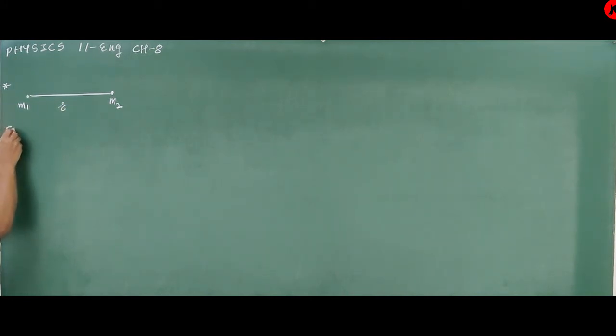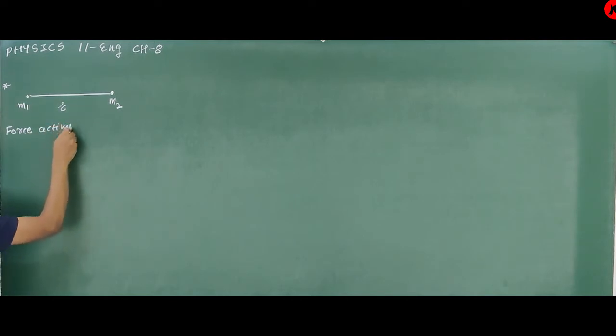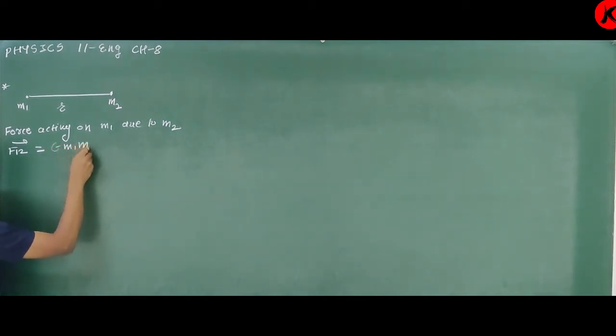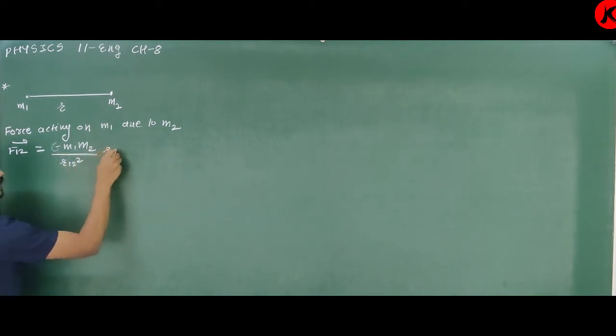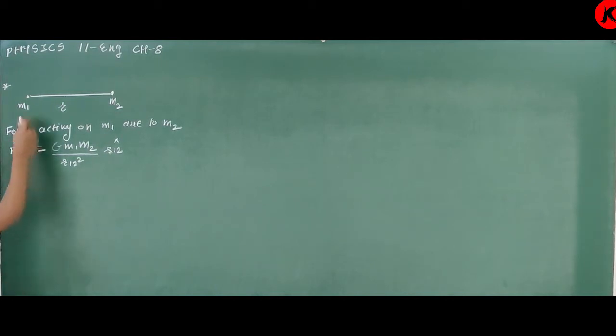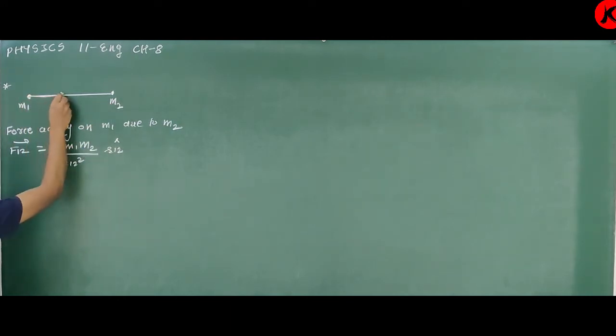then the force acting on m1 due to m2, F12, is equal to G m1 m2 upon r12 square r12 capital. The force acting on m1 due to m2 is attractive, which means it is towards m2. So the force acting on m1 due to m2 is in this direction. It is F1. Clear about this?